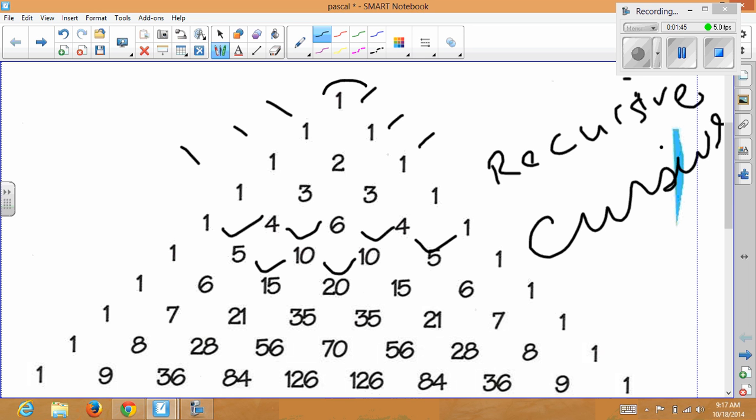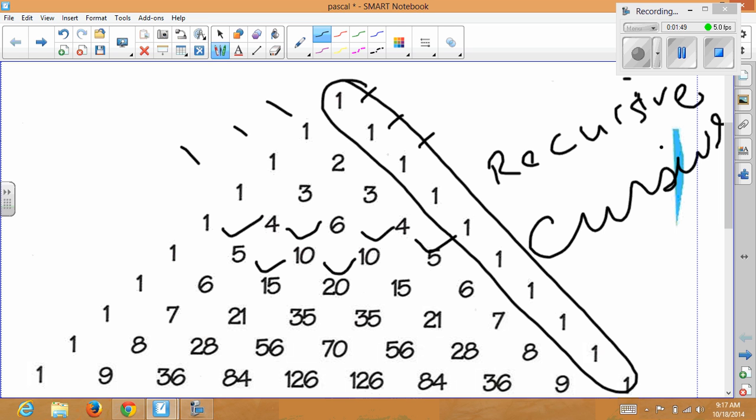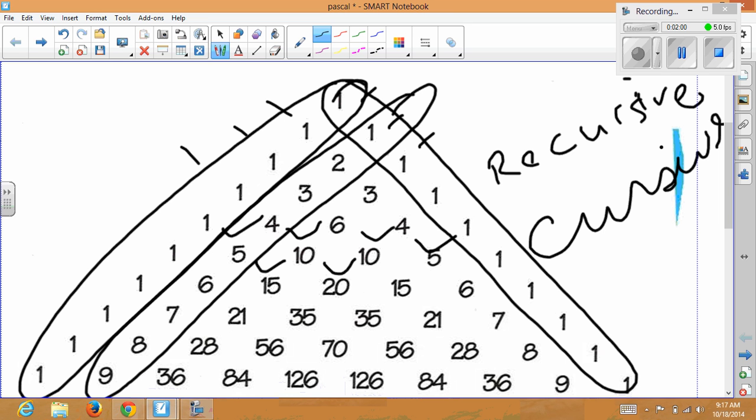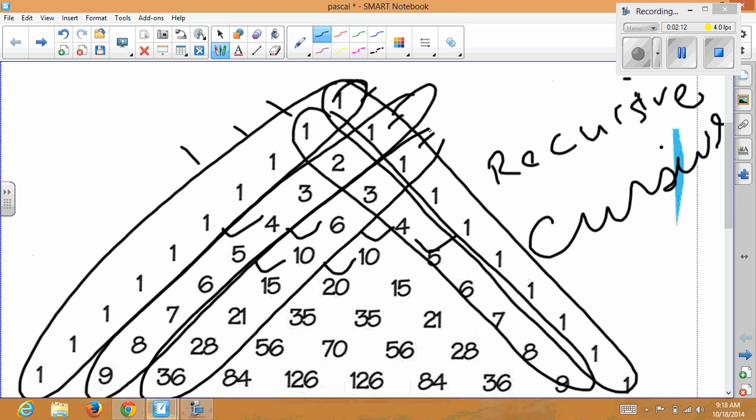Now, like I said earlier, these diagonals, those are all ones, and those are all ones. And then if we look at this first diagonal, this outside one is called diagonal 0. But if I look at this first one here, I see that I have 1, 2, 3, 4, 5, 6, 7, 8, 9, which are, of course, my counting numbers. And then also over here, I have the numbers 1 through 9.